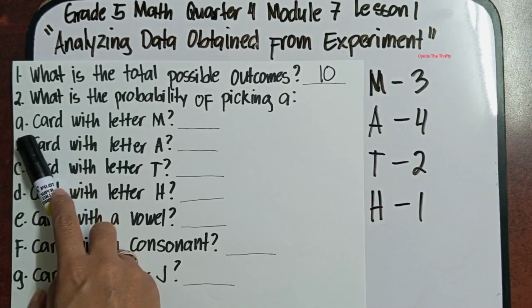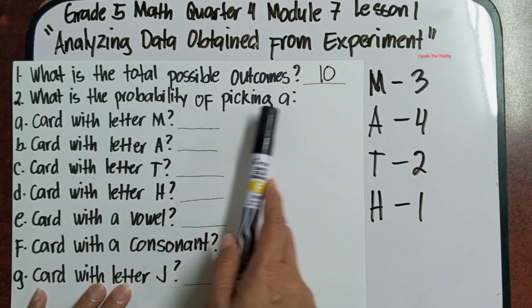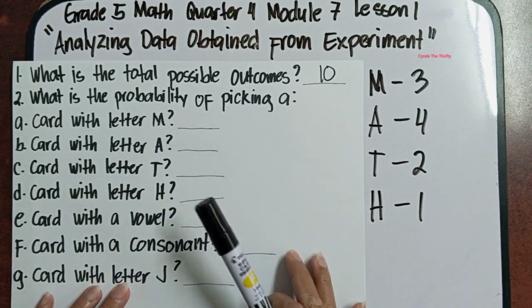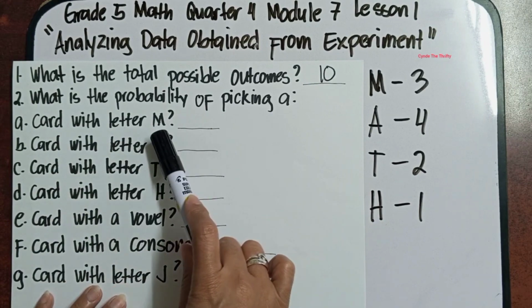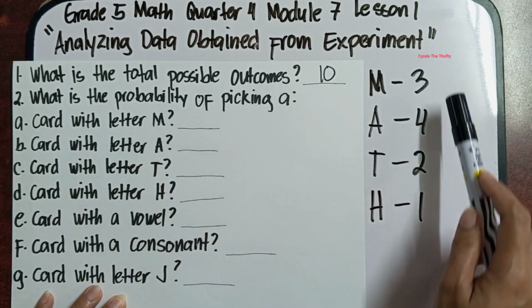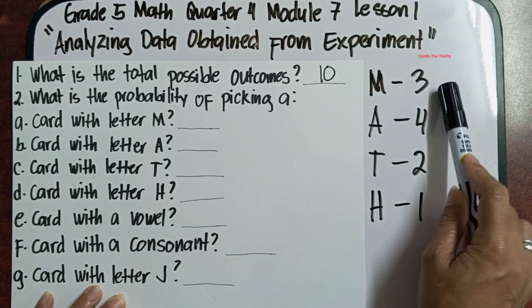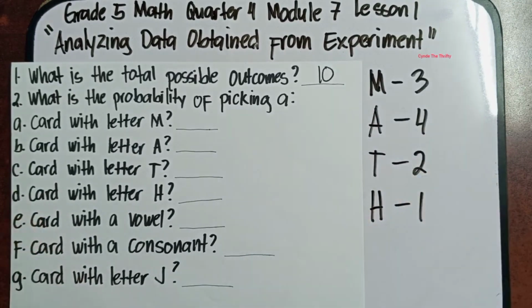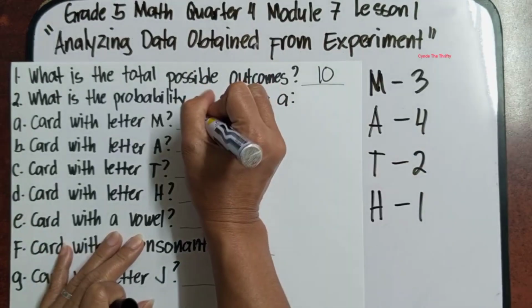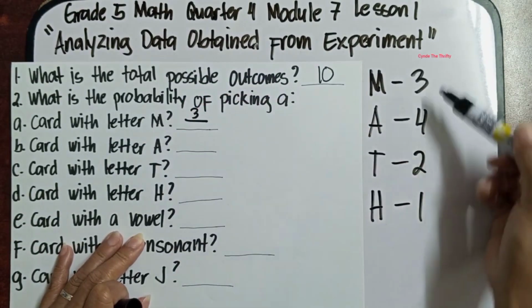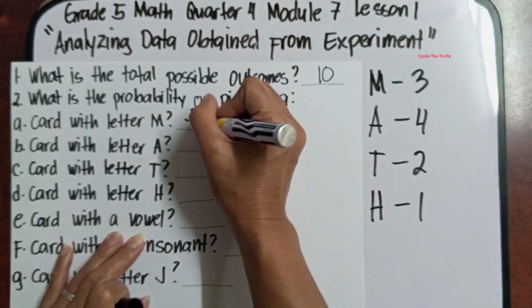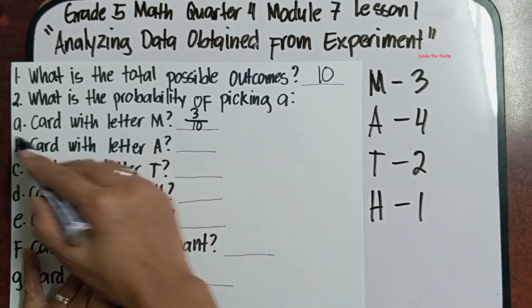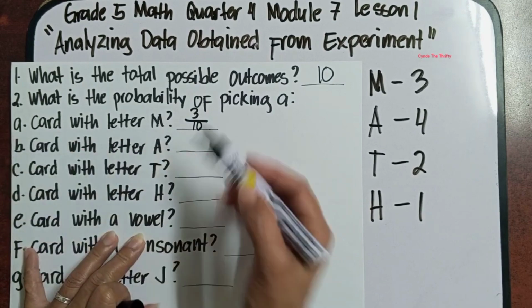Letter A tayo. So, what is the probability of picking a card with letter M? So, ano kaya yung probability na makakuha tayo ng card na letter M sa bag? Ilan yung letter M natin dito? 3. So, ibig sabihin, ang ating favorable outcomes is 3. So, 3 over, ilan sila lahat? 10. So, 3 over 10 or 3 of 10. Ang sagot natin dito sa letter A.